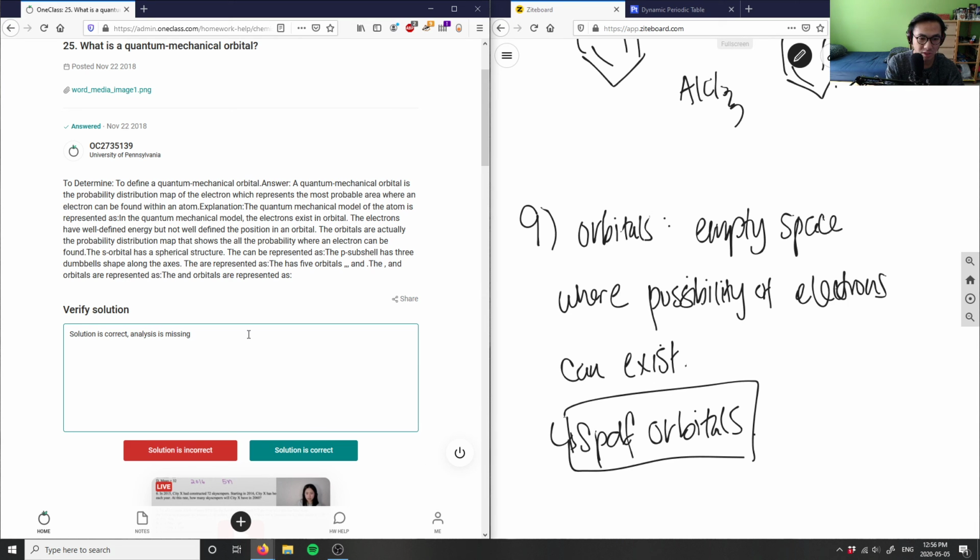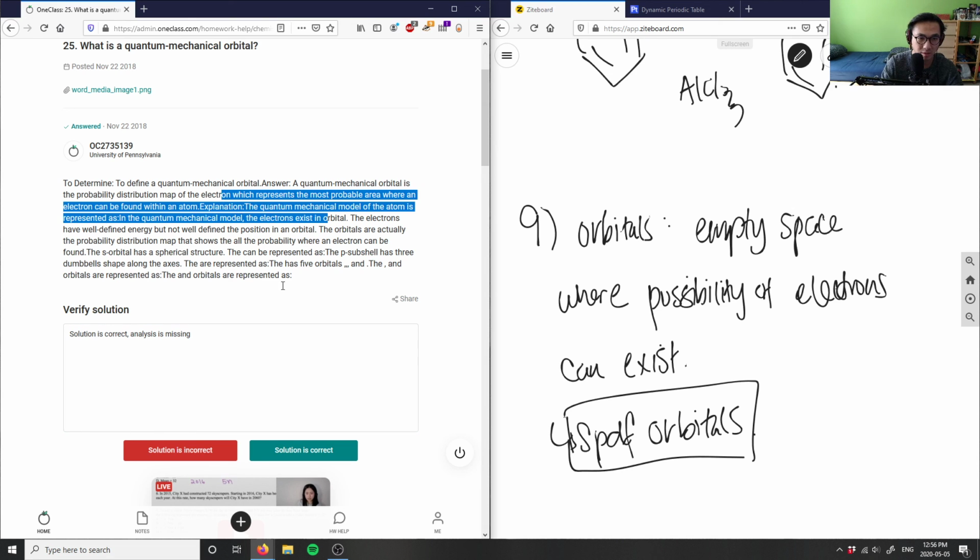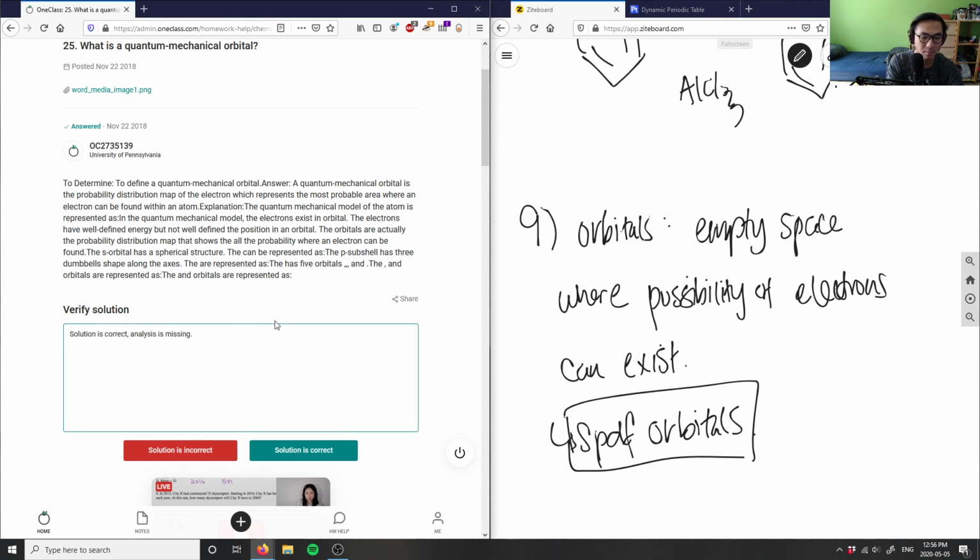So I'm going to say the solution is correct because the first part here is correct. I'm going to say orbitals are simply empty space where the possibility of electrons can exist. SPDF orbitals correspond to energy levels where an electron can exist.